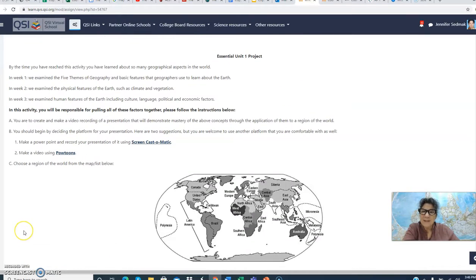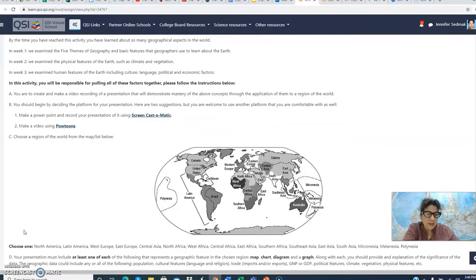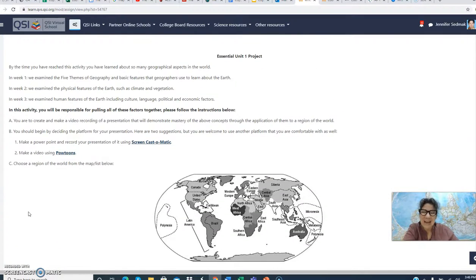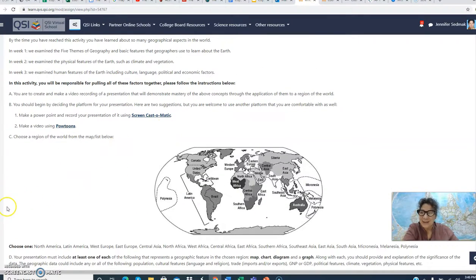So that's the unit project. You have to choose a region. You have to create a presentation for that region. You have to have at least one map, one chart, one diagram, and one graph, and your presentation must include these features, okay? I'm not going to say a time limit. I've already mentioned screencast. So essentially your presentation cannot be longer than 15 minutes. And in fact, if you use Powtoons, you'll see that the presentation there will be even shorter. I would say probably anywhere between 5 and 10 minutes is something that you should strive toward.